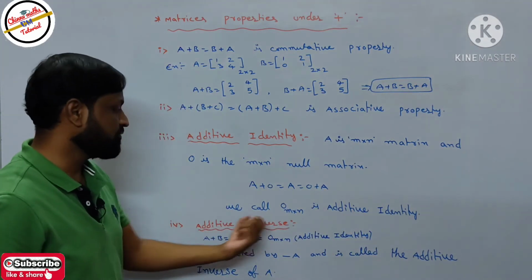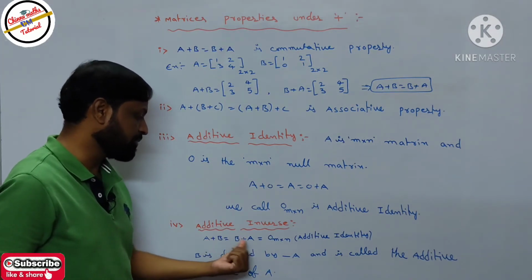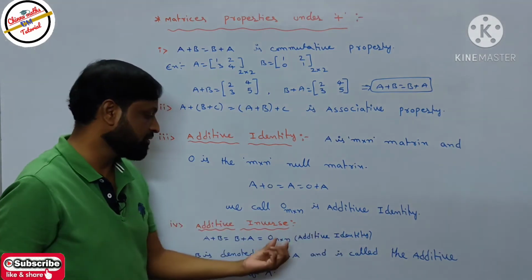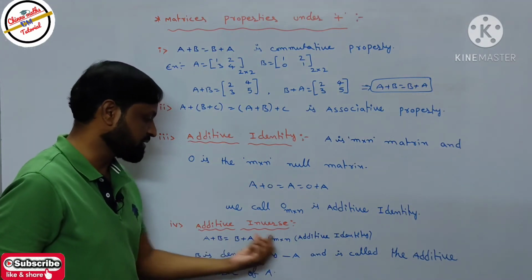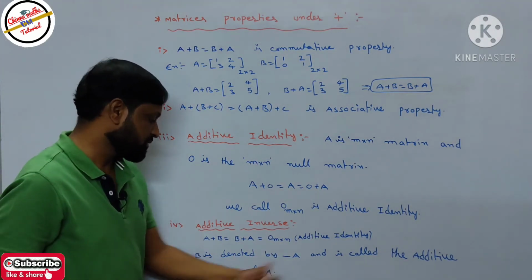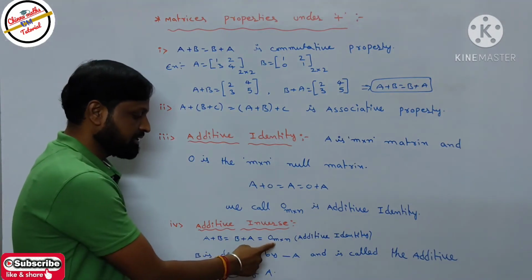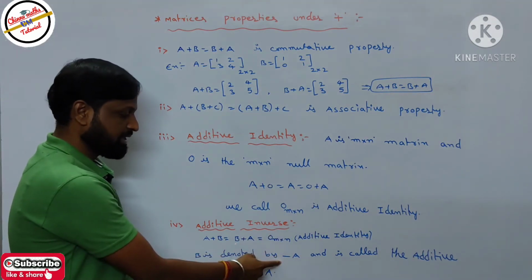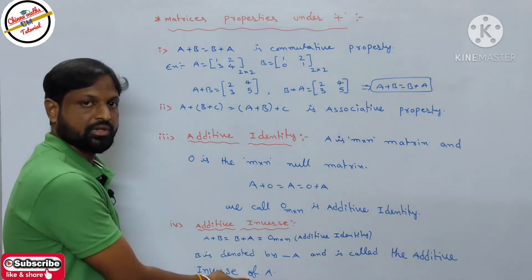Now the additive inverse. What is the additive inverse? The sum of the two matrices A plus B or B plus A gives the additive identity, which is the 0 matrix of order m by n. Then B is denoted by minus A. So instead of B you can write minus A, and A plus minus A cancel out, giving the additive identity. That is why B is denoted by minus A, and this minus A is called the additive inverse of A.